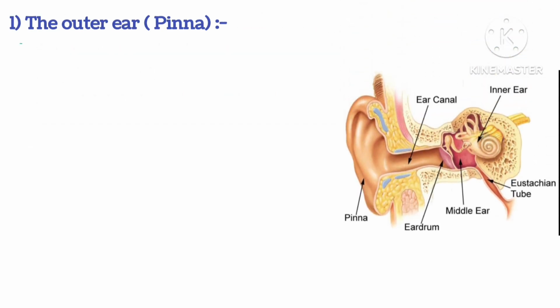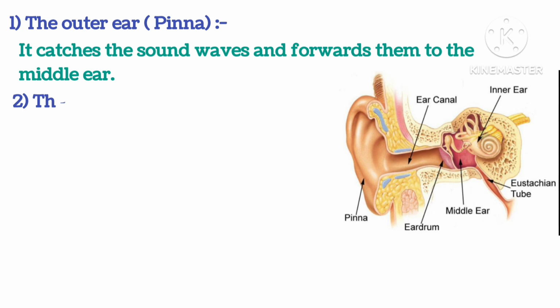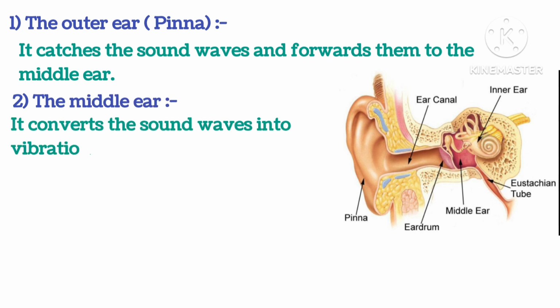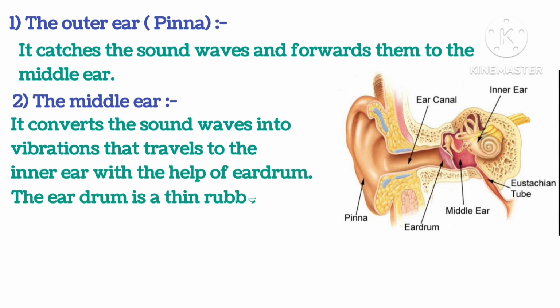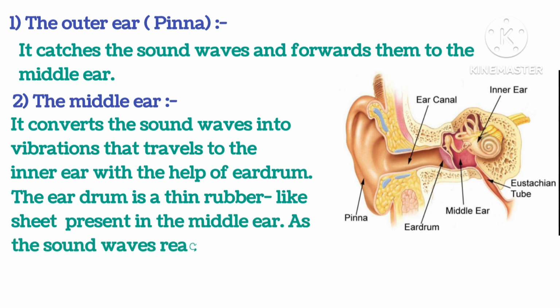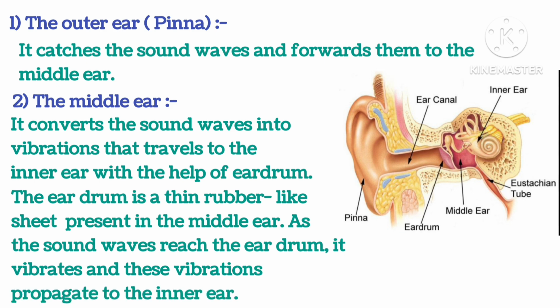The outer ear or pinna catches the sound waves and forwards them to the middle ear. The middle ear converts the sound waves into vibrations that can travel to the inner ear with the help of the eardrum. The eardrum is a thin rubber-like sheet present in the middle ear. As the sound waves reach the eardrum, it vibrates and these vibrations propagate to the inner ear.